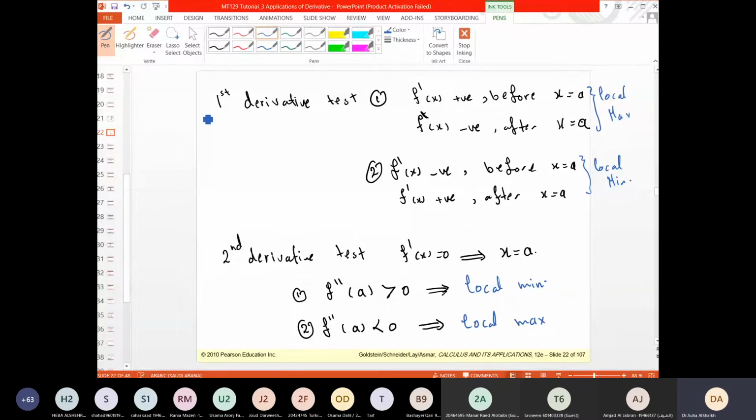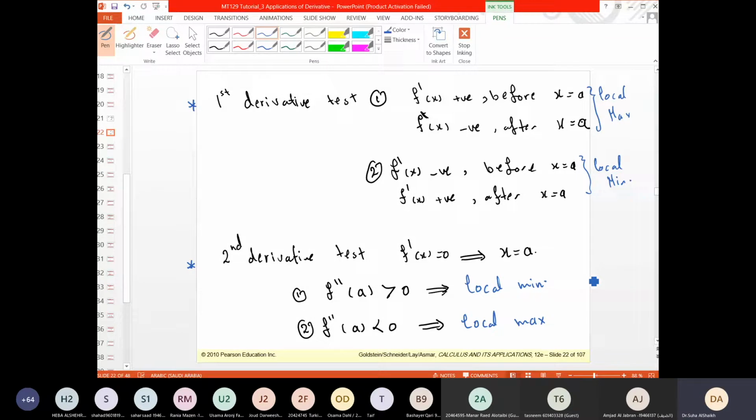Both tests, the first derivative test and the second derivative test, will give me local maximum and minimum. But it's actually two ways. It's up to me to use the first derivative test, meaning I study the sign of f dash before and after the point. Or I put the point in f double dash and I check if it is concave up, it's minimum. If it's concave down, then my point is maximum. That was what we discussed last time.